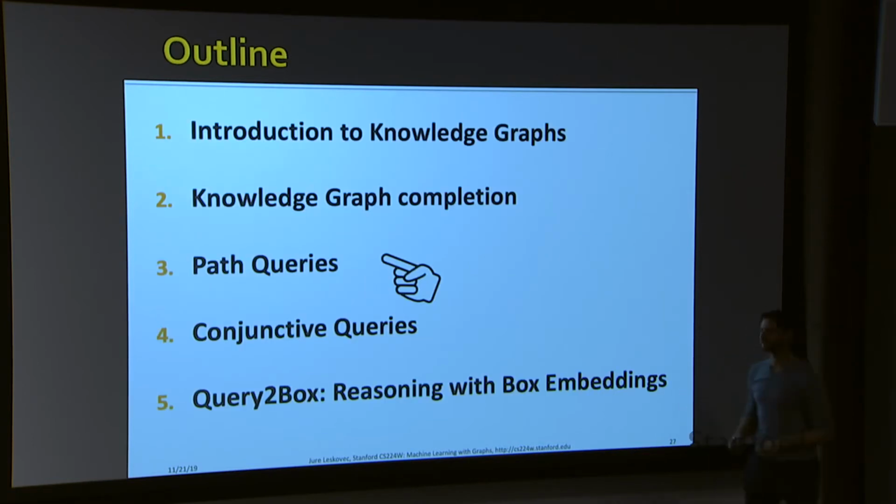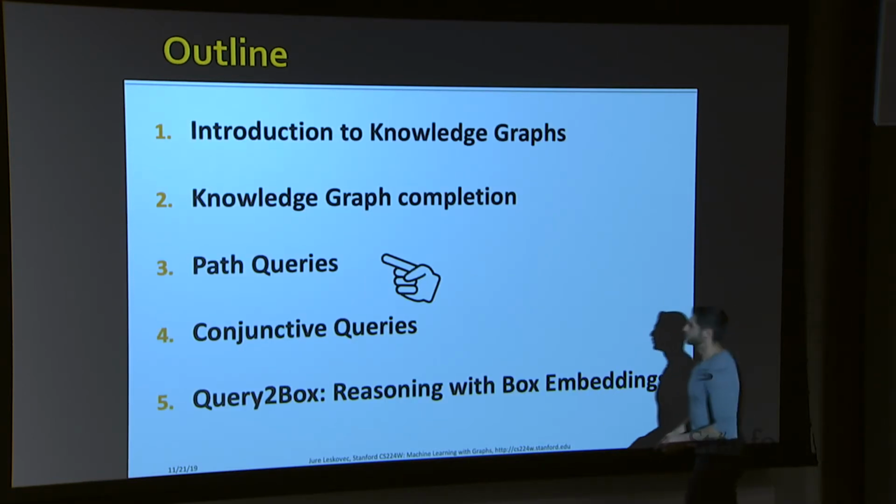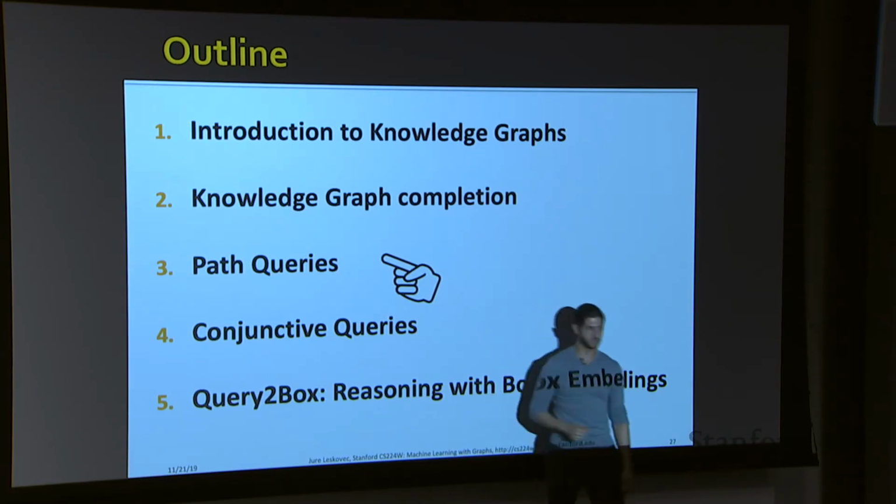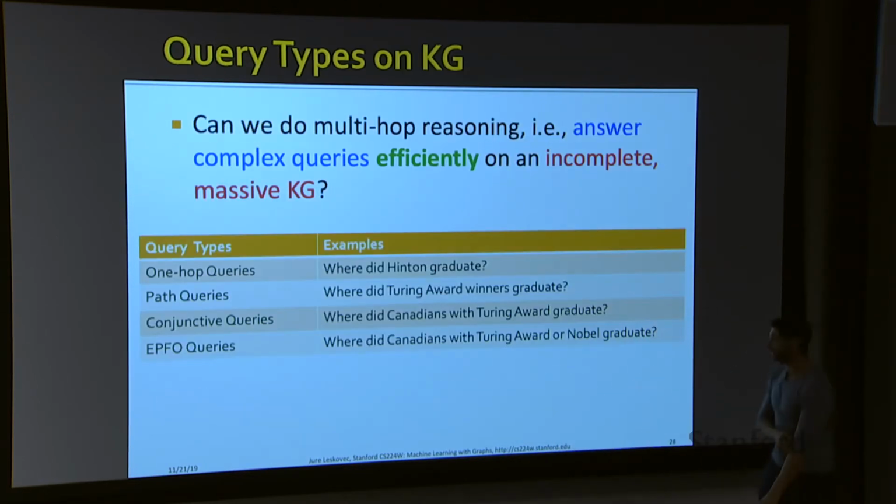Okay, let's move forward. So let's talk about path queries now. First of all, I'm going to give you a taxonomy of all the different query types we're going to be seeing today. In general, we want to be able to do multi-hop reasoning on a knowledge graph.